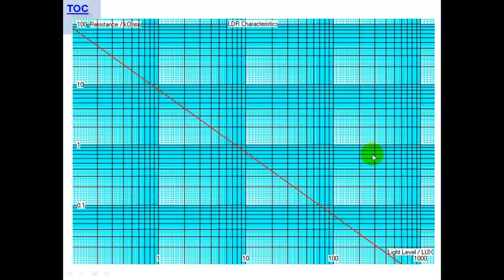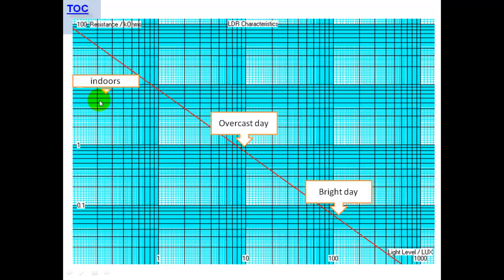And this is a graph which shows you how the resistance changes with the light intensity. So on a bright day, we have a value of 100. The resistance is basically 0.1 kilo ohms. On an overcast day, the light level is 10 lux. It'll be about 1 kilo ohm. And then indoors, we have let's say 10, maybe 100 kilo ohms resistance.